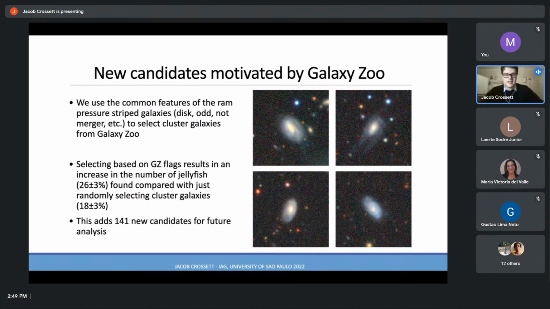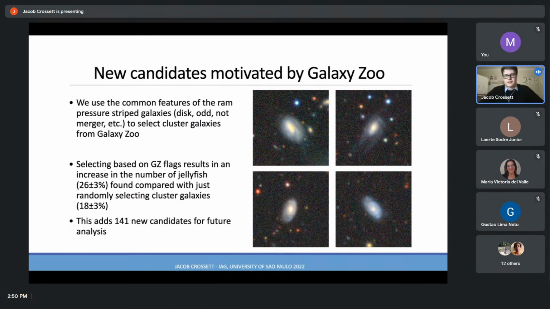So we're now seeing that using citizen science questions, even if it is just "is this galaxy odd?", can really help us in finding these RAM pressure stripping features, which is really nice for us. Additionally, this has given us 141 new candidates. These 4 here are examples of new potential RAM pressure stripping candidates that we can use in the future to investigate and understand RAM pressure stripping.